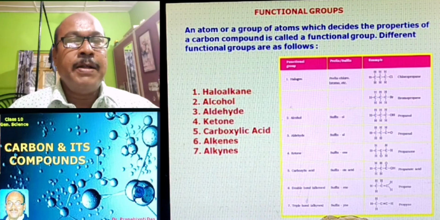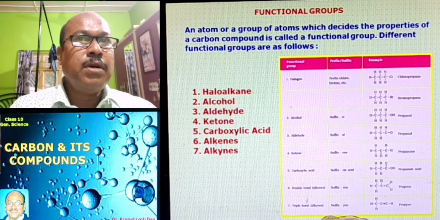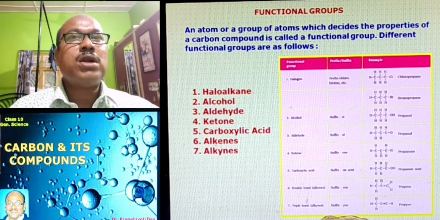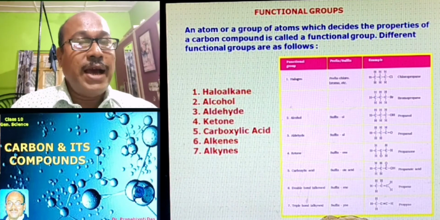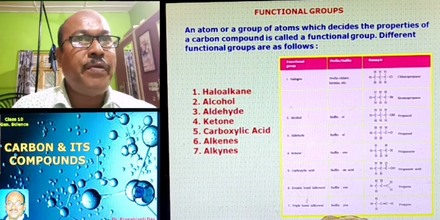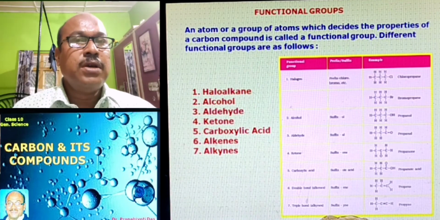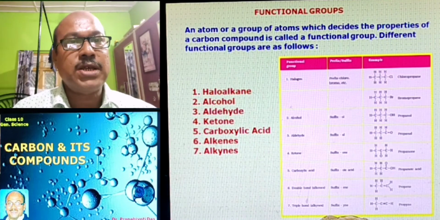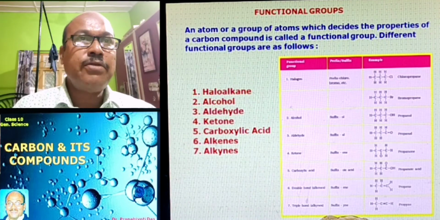There is a carbon chain. In that carbon chain, sometimes a particular atom from outside may come and join. Or sometimes, if not a single atom, then a group of atoms may come and join. Due to the arrival of that new atom or that group of atoms, the entire property of the carbon compound will change. Under that condition, the atom or group of atoms which has joined and changed the property of the entire carbon compound is called the functional group.